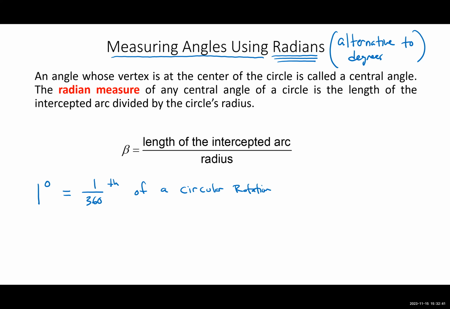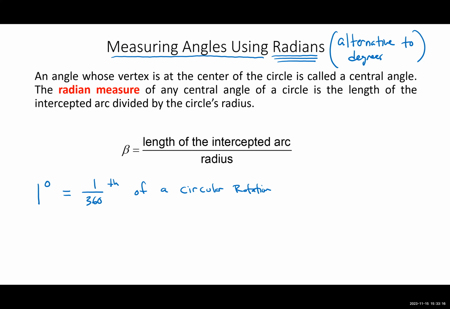One 360th of a circular rotation. What's so important about the number 360? I don't know. It turns out that mathematically, measuring angles in degrees, like 30 degrees, 40 degrees, 90 degrees, 110 degrees, things like that, is not the most convenient system of measurement.